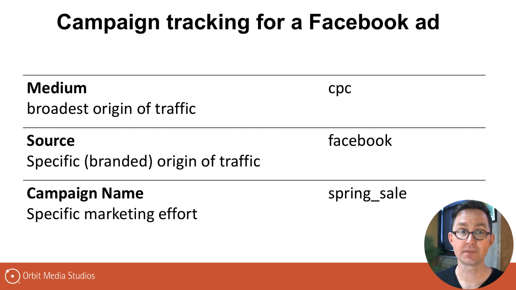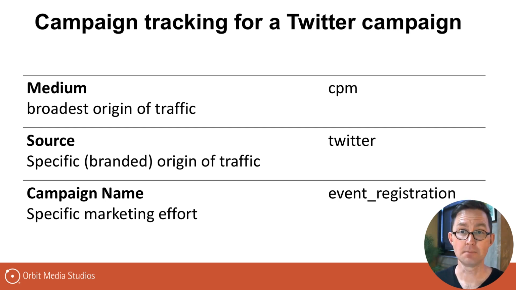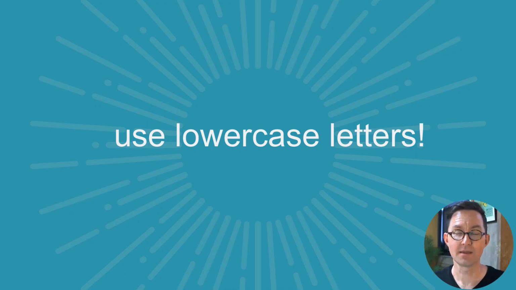Facebook ad: medium, CPC; source, Facebook; campaign name, spring sale. A Twitter campaign: medium, cost per thousand or CPM; source, Twitter; campaign name, event_registration. You can't put spaces, of course. We're going to use underscores instead of spaces. And we also should not use uppercase. Always use lowercase letters because it matters and it will show up differently in analytics. So make sure that you're setting everything as lowercase. If you use the campaign builder that I recommended a minute ago, that's going to force lowercase throughout.